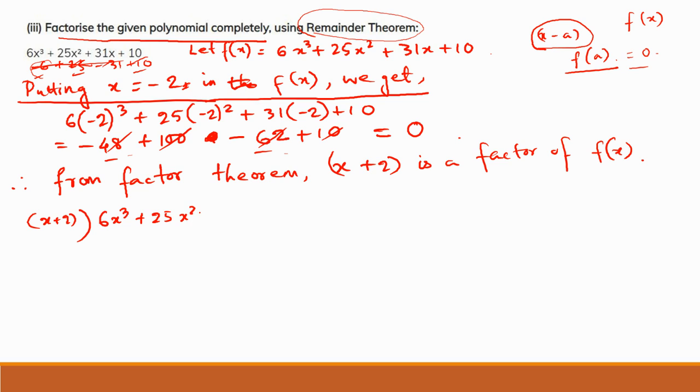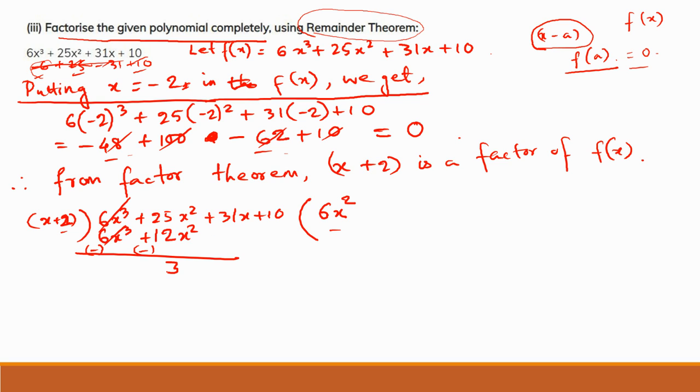So you see this is x plus 2 and this is 6x cube plus 25x square plus 31x plus 10, right? So first multiply x plus 2 with 6x square. Then you will get 6x cube, and then 6x square will also get multiplied by 2, so you will get 12x square. Just subtract as usual. The 6x cube gets cancelled out, and this is 13x square. This comes down plus 31x.